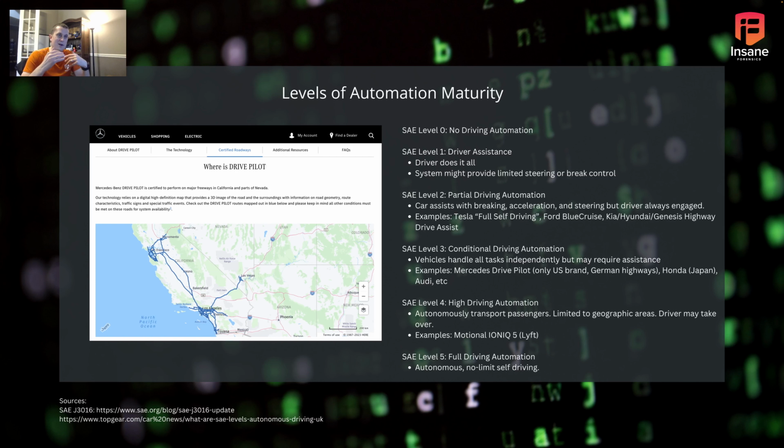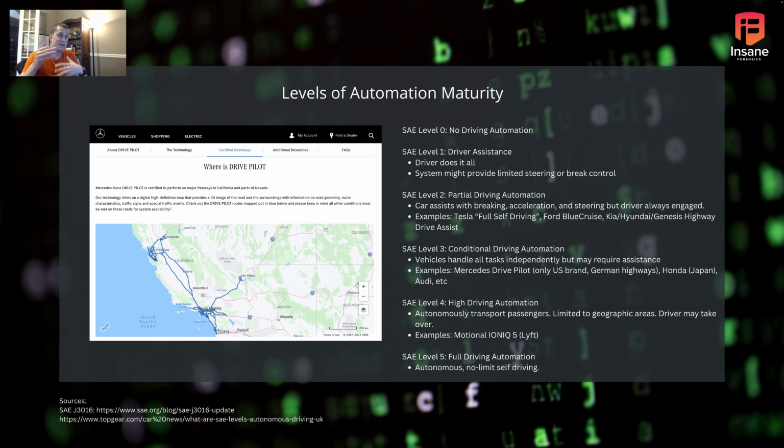What you see here on the left is the part of California that Mercedes Drive Pilot is able to work on, and all the way out to Vegas, so you can actually use it to drive yourself out to Vegas if you wanted to. Honda has a version of this that works in Japan. Audi has some versions in here. But again, SAE level 3 is where the car is doing most of the driving itself, but it's probably going to kick over to the driver in certain situations.